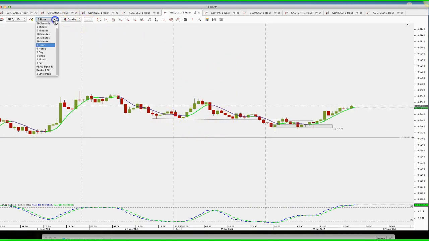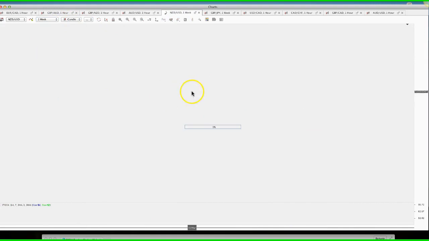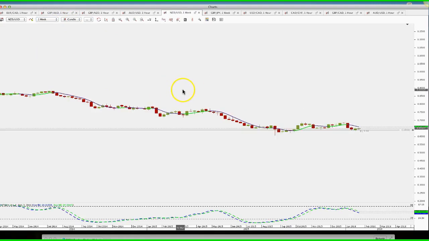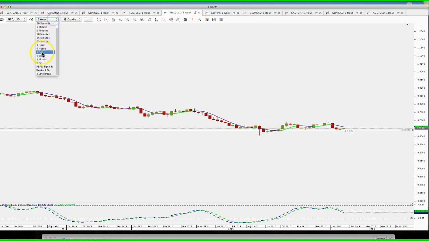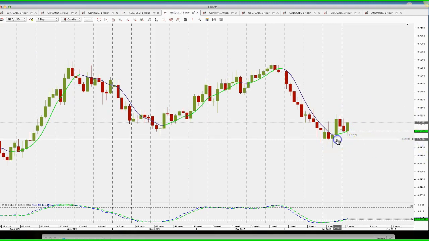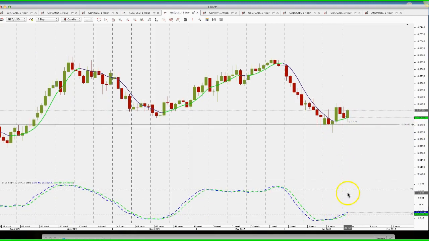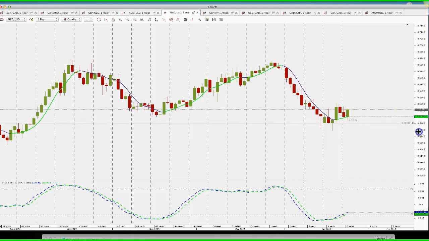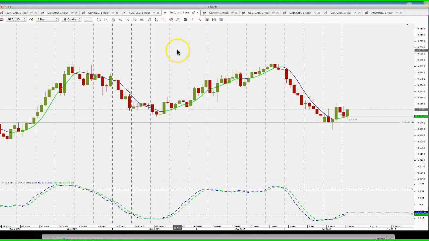If you look at the weekly chart and the daily chart, we know that the market found support and we're in an uptrend on New Zealand dollar. And stochastic is still oversold on the weekly. So until stochastics can get up to 80, we're still in an uptrend on this pair.